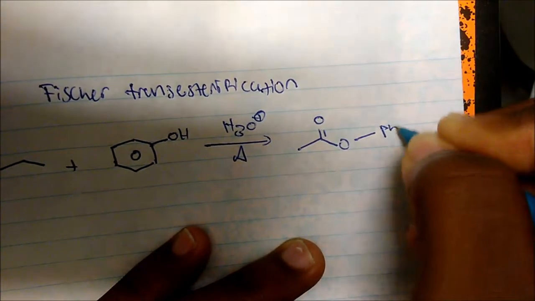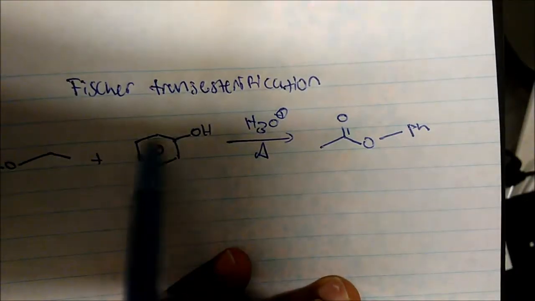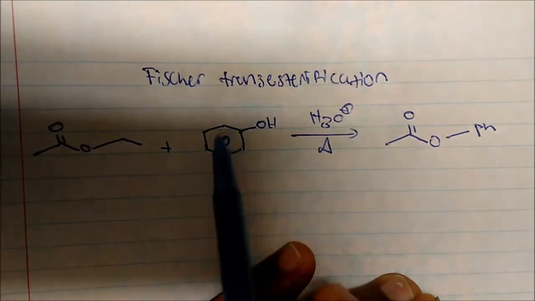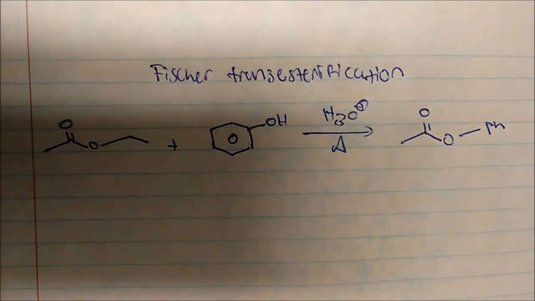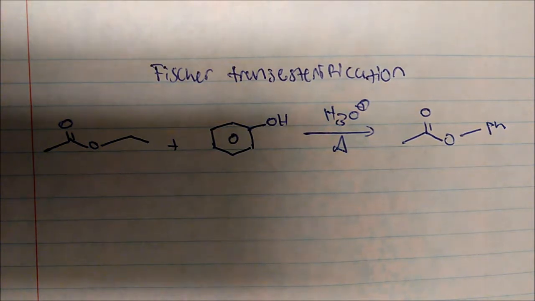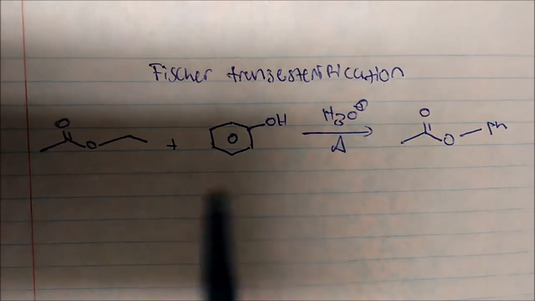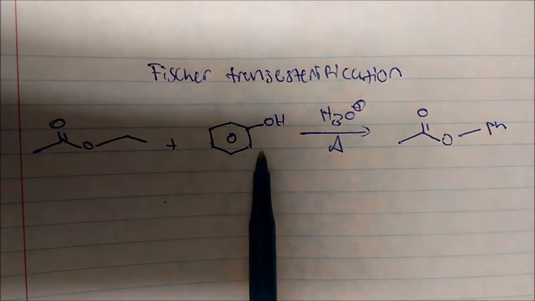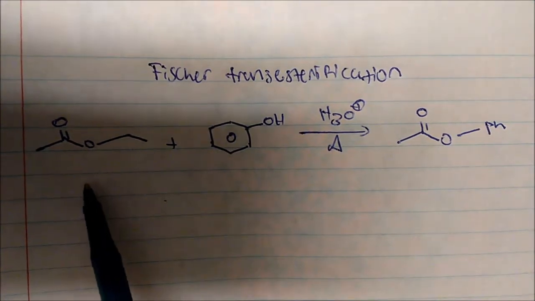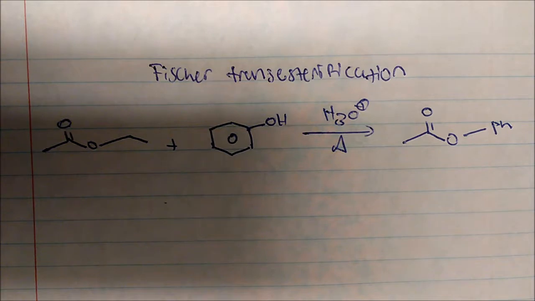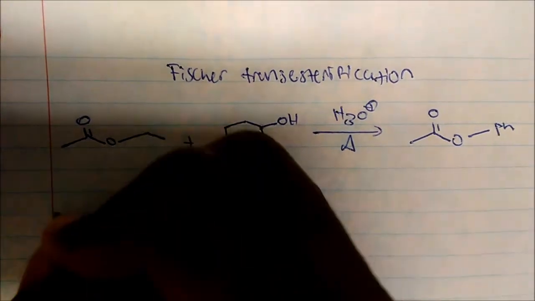Now this is bonded to the Ph, which is just this. So I just shortened the Ph for this aromatic here. Now you could kind of notice that Fischer esterification and transesterification are basically the same thing. The only difference is instead of using an alcohol and a carboxylic acid, we're actually using an alcohol and an ester itself. Okay, so let's go through the mechanism.